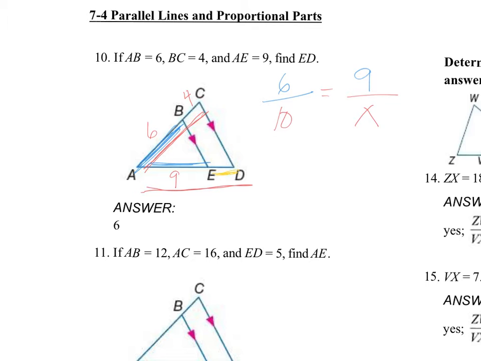Okay, so let's go ahead and cross multiply and divide. And so x is 15, so that means that the whole distance from here all the way over to here is 15. And if from here to here is 9, then the part that we're looking for is 6.